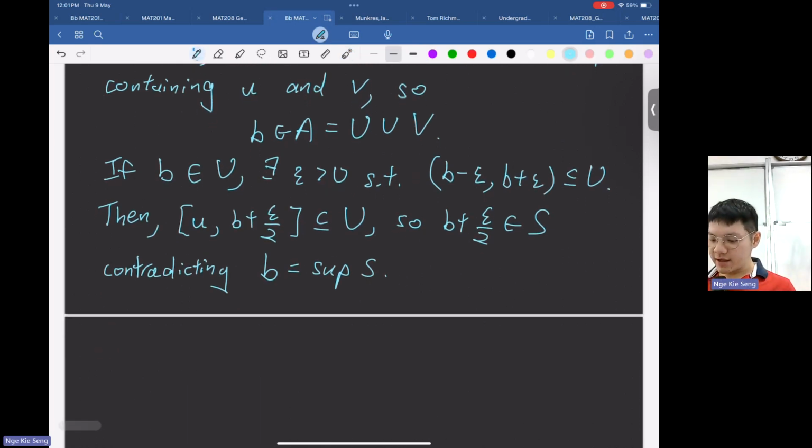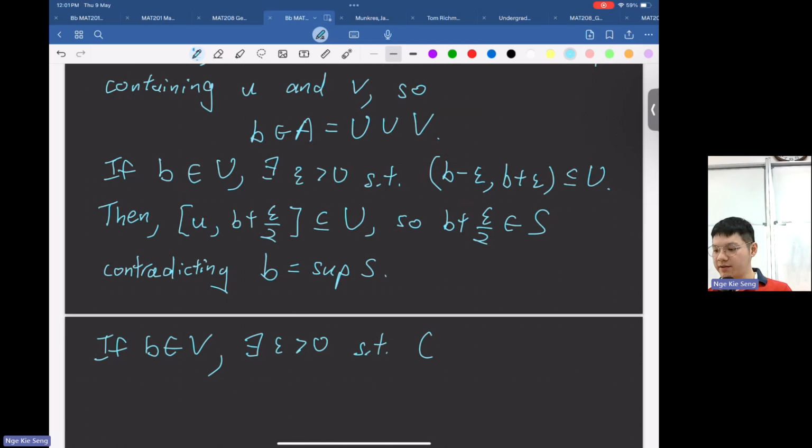How about in V? Can it lie in V or not? If it lies in V, V is also open, so you can find a similar open interval here. But what's next? What's next? B minus epsilon.